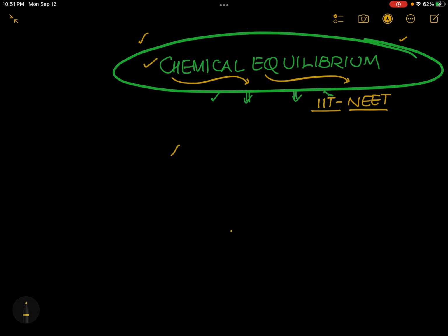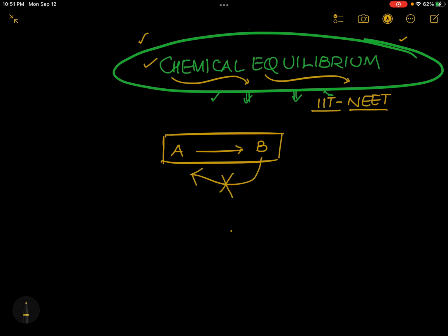So first of all, you should know what chemical equilibrium is. For that purpose, you should know what a chemical reaction is. Let us say A is converted to B, but B to A is not possible. That means only the forward reaction is possible, no backward reaction. Then this type of reaction is called an irreversible reaction.